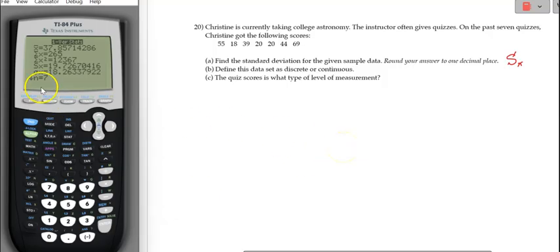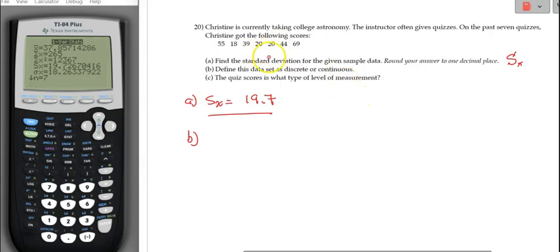Now the Sx that you're looking for is right here. Do you see it? It is 19.7267, and they want you to round to 1 decimal place. So for part A, Sx or S is 19.7. That's it.